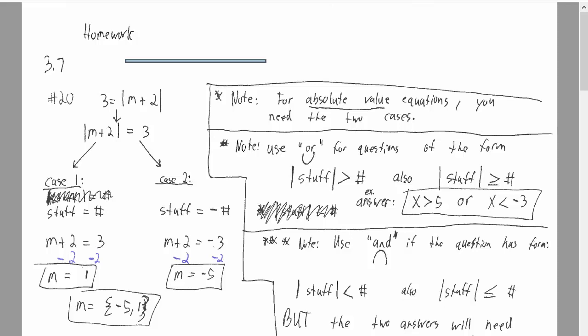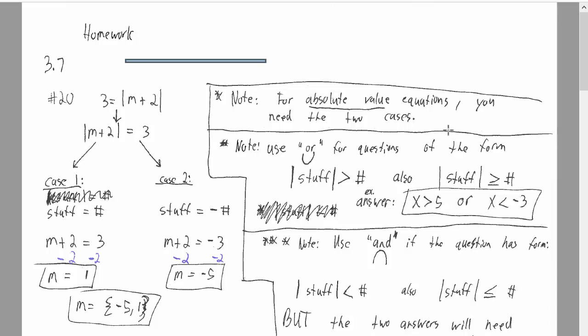Here is a little video description of some of the problems in detail from the homework on 3.7 and 3.8. So the first one I'm going to start with is number 20. This is 3 equals absolute value of n plus 2.